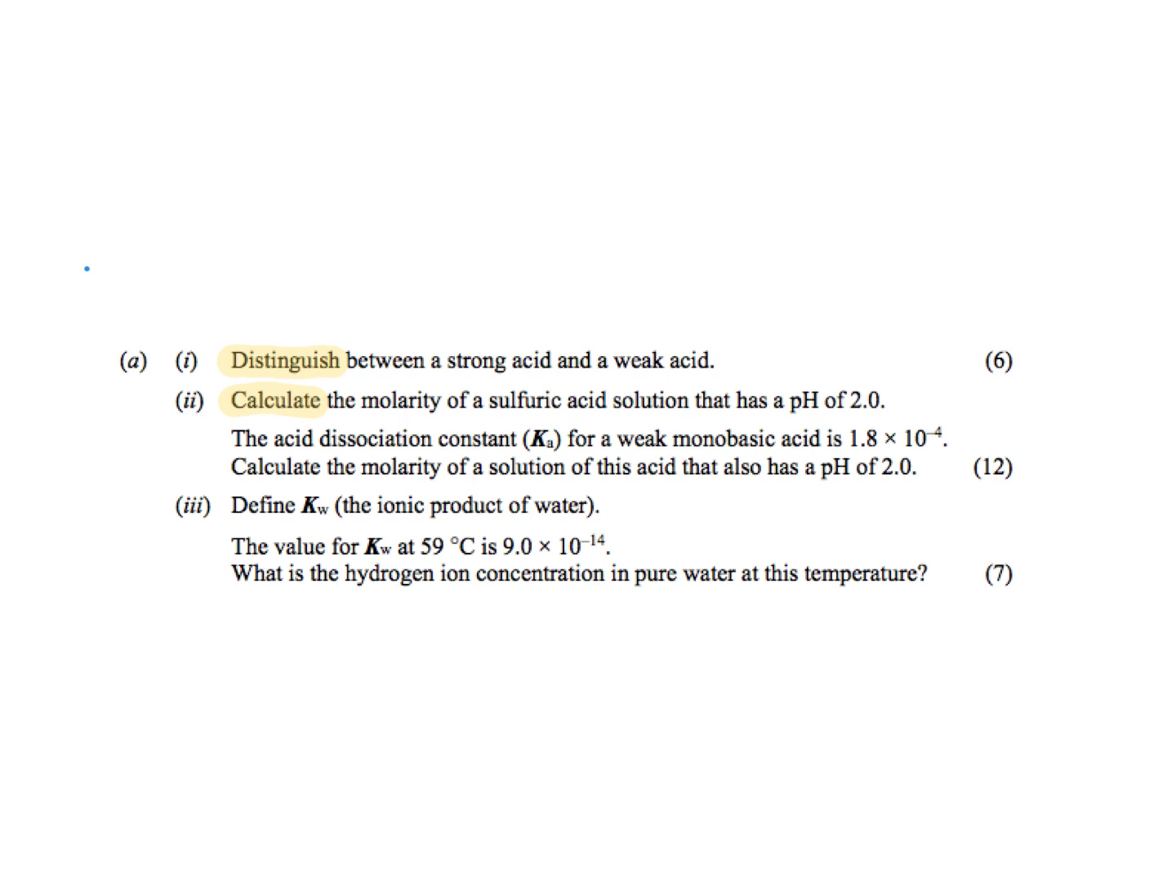And then it says that the acid dissociation constant of a weak monobasic acid is 1.8. Calculate the molarity of a solution of this acid that also has a pH of 2. So we're going to be working back and using our formulas to manipulate to try and calculate the molarity. Part 3 then asks you to define Kw, which is the ionic product of water. So they're basically asking you there, what is the ionic product of water? And then they give you the value of it, and then they ask you to find the concentration of the hydrogen ion. So very manageable there.